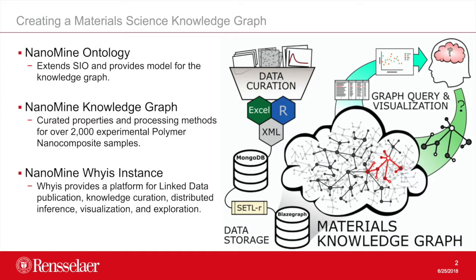So our materials science knowledge graph, NanoMine, is actually composed of three major components. The first is the ontology. The NanoMine ontology is an extension of the Semantic Science Integrated Ontology, or SIO, which provides all the properties and the basis for subclasses in the NanoMine ontology. The NanoMine knowledge graph provides instances against that ontology and has over 2,000 experimental samples of polymer nanocomposites. And the NanoMine YIS instance itself provides the platform for publishing and exploration of that data.